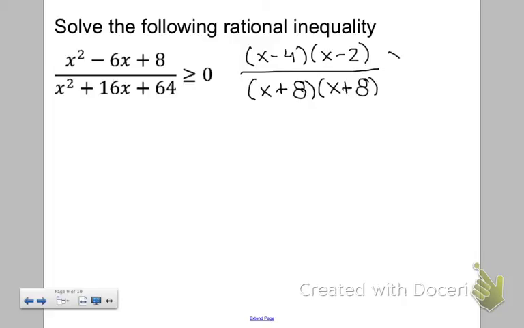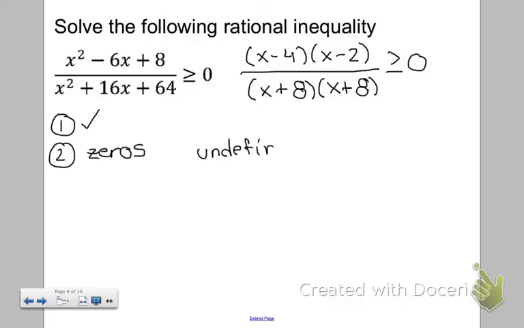Okay. And remember, this is greater than or equal to 0. Alright, step 1, make sure it is greater than or equal to 0. We're good there. It's got that 0 I need. Okay, step 2, I need to find my critical values. I need to find out when it's equal to 0. And remember, that's going to happen when my numerator equals 0. And I need to figure out where it's undefined. And remember, that's going to happen where my denominator equals 0.